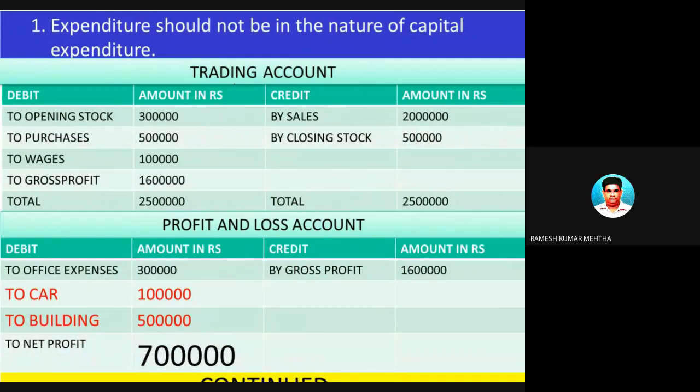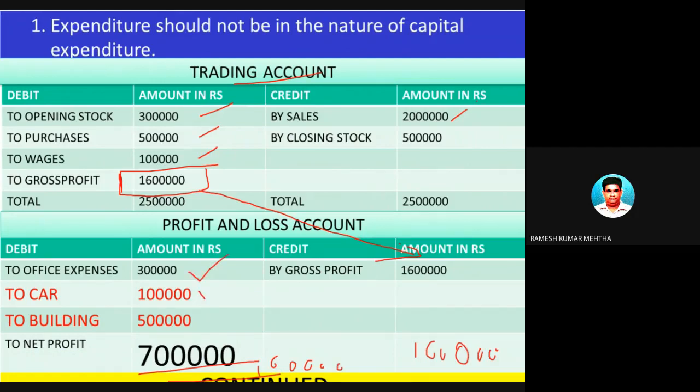Trading account is given with opening stock, purchases, wages, sales and closing stock. From this transaction, we have got that the gross profit is 16 lakh rupees. This gross profit is carried on to the profit and loss account credit side, 16 lakh rupees. Now office expenses is 3 lakh, car is 1 lakh, building is 5 lakhs, and here the net profit is 7 lakhs. Is it correct?